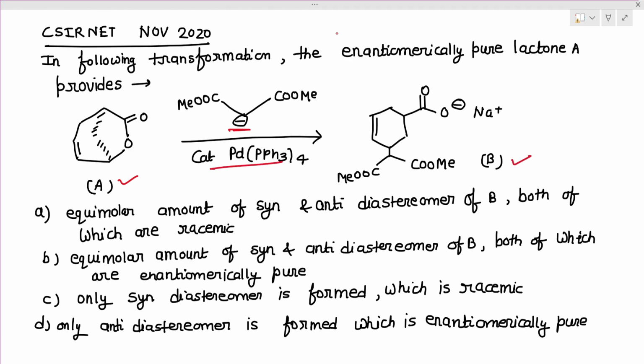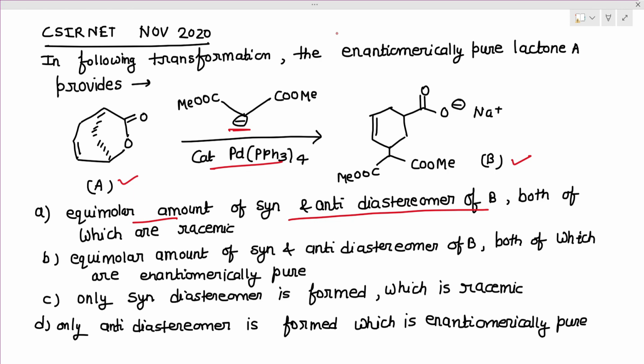It means we have given the answer, we have given the product. But what is asked is: are we getting equimolar amounts of syn and anti-diastereomers of B which are racemic, or equimolar amounts of syn and anti-diastereomers of B which are enantiomerically pure? Option C says only the syn diastereomer is formed, that is racemic, and option D says only the anti-diastereomer is formed, which is enantiomerically pure.